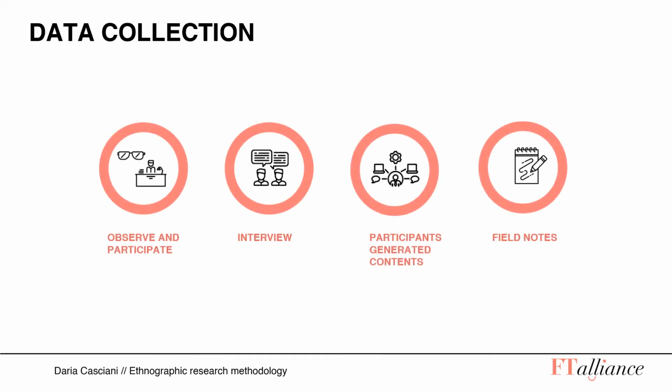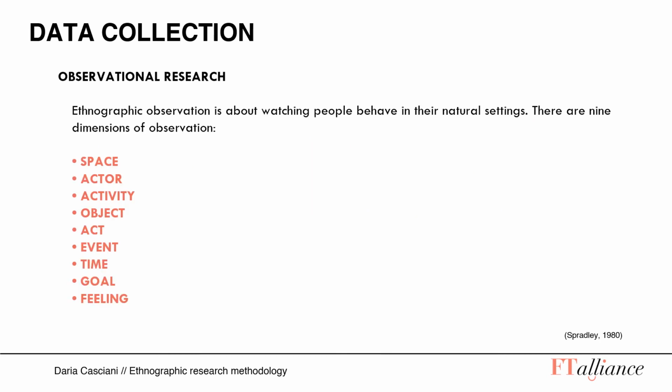The main strategies used to collect data are observation, interviews, user-generated data, where participants are asked to produce different things such as photos, drawings, diaries, in which they indicate specific information, and then the field notes of the researcher. Let's start from observation. So ethnographic observation is about watching people behave in their natural settings.